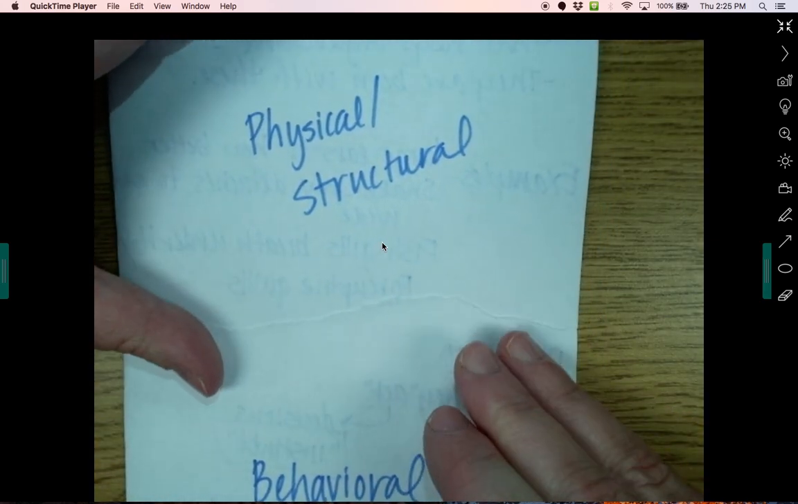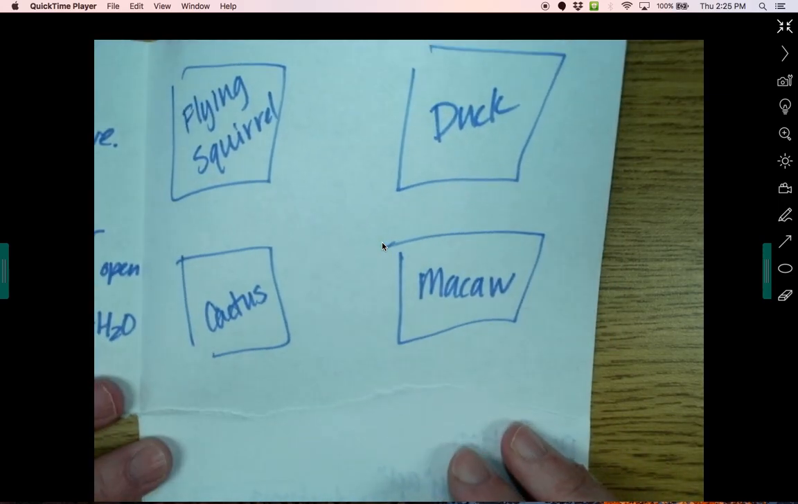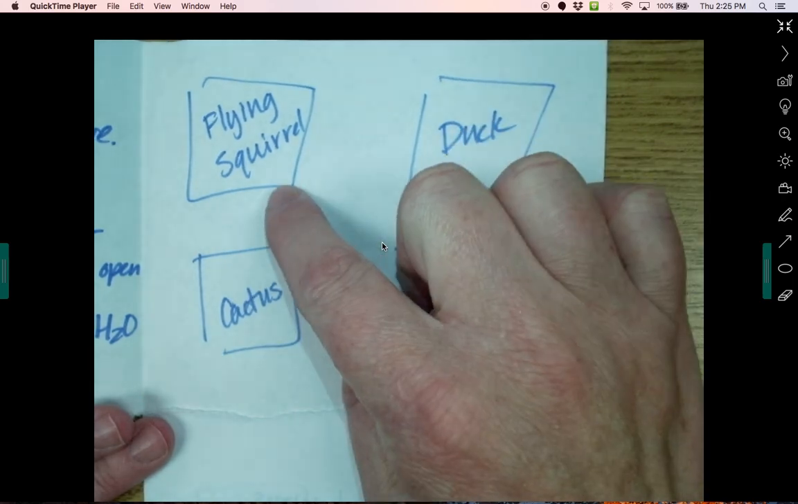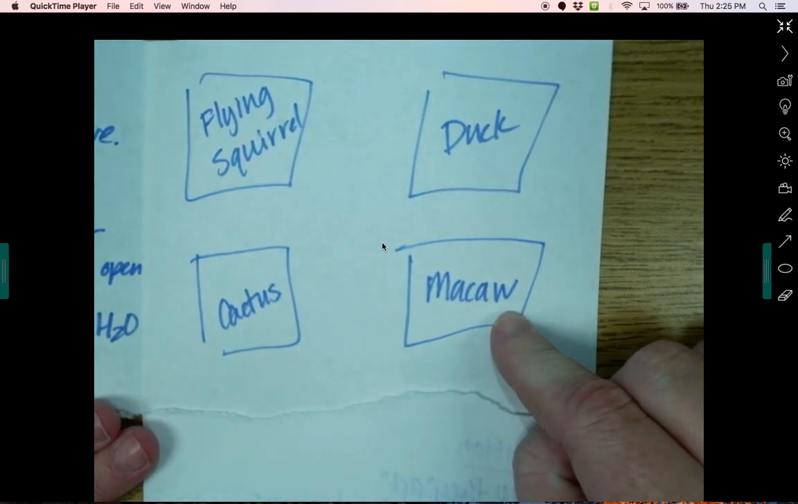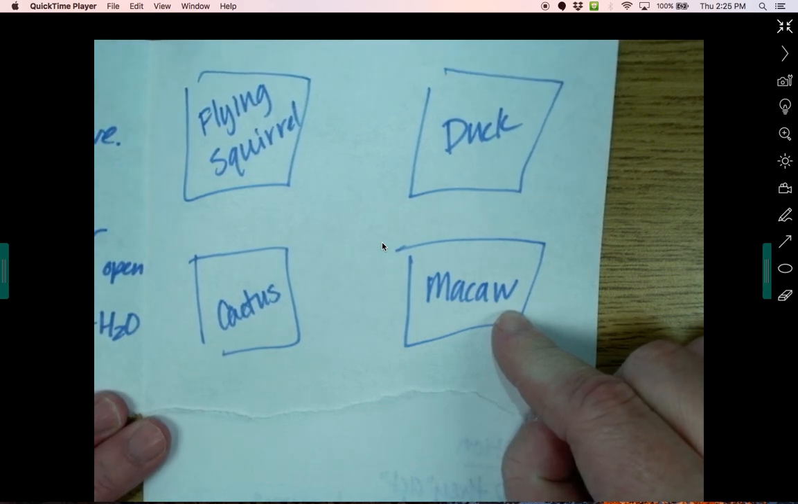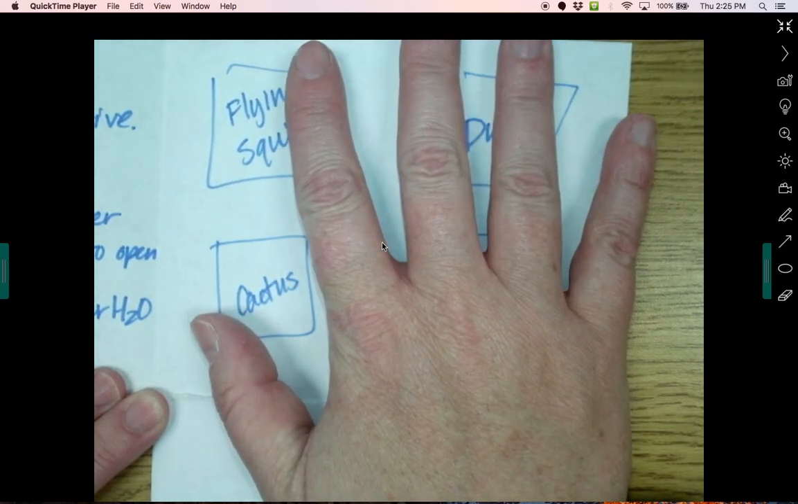So we're going to check what's going in. On my first tab under physical and structural, I should have the flying squirrel, the duck, the cactus or the desert plants, and the macaw. Now you're going to transition to the other side, the part that's glued onto your paper.